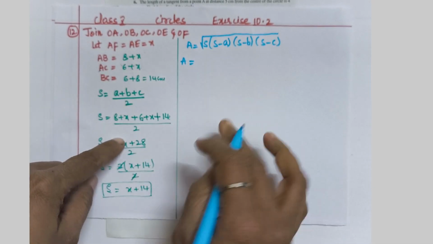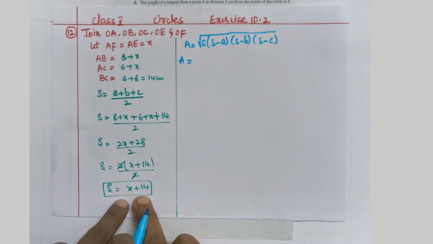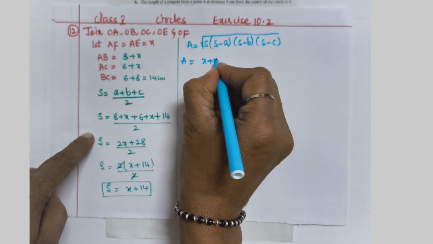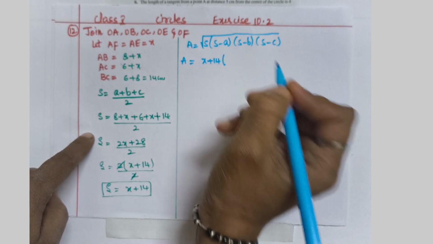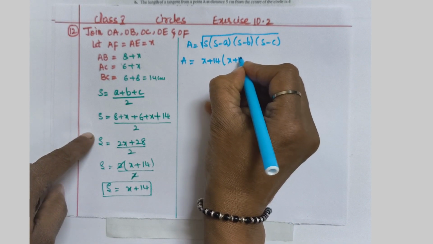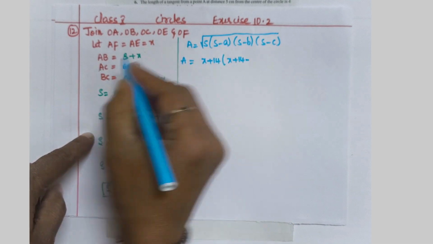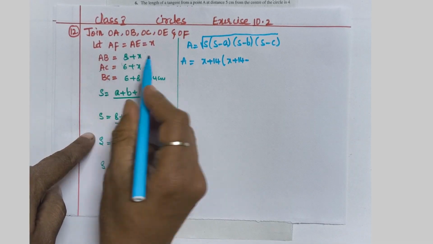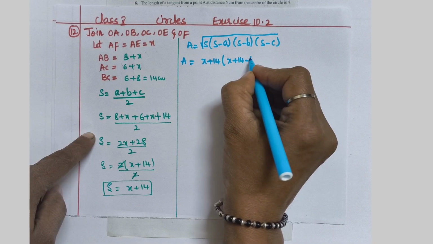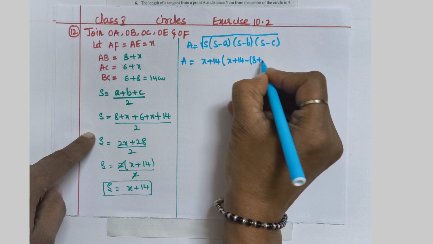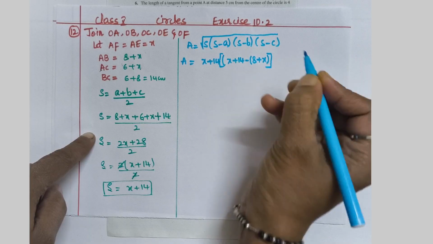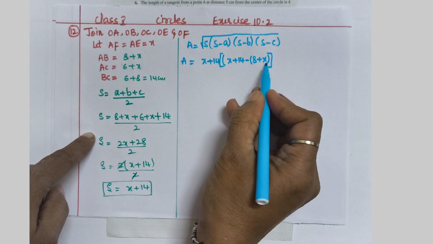A is equal to, you already know the S value. S is X plus 14, you write it. S is X plus 14 I am writing, into S minus A. S means again X plus 14. Minus A means the first measurement, 8 plus X. Outside minus is there, so carefully write 8 plus X. Keep this in one bracket. That is S into S minus A.